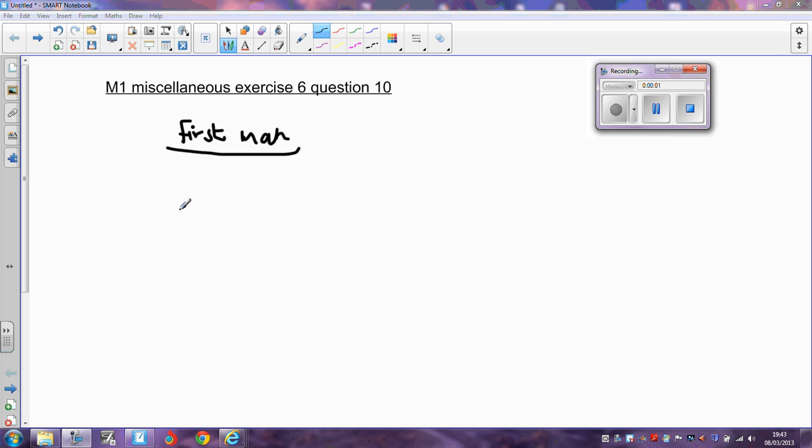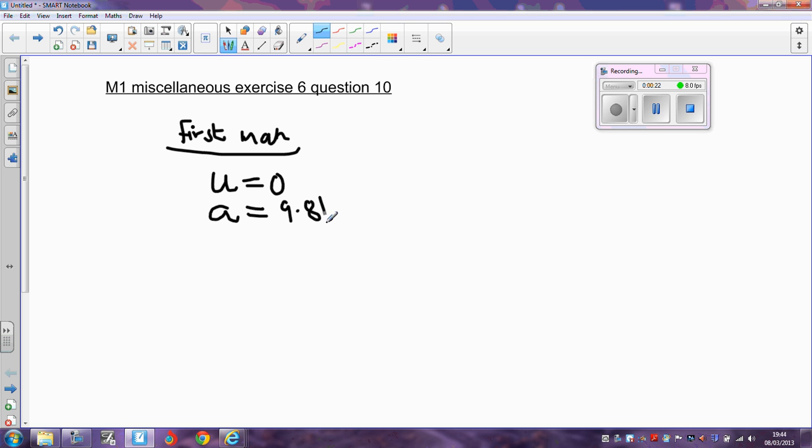We have to assume here that both paratroopers, both men, are stationary when they first leave the helicopter. So let's look at the first man out. Basically, his initial velocity will have to be 0. His final velocity, well, we don't know that, we don't really care. His acceleration is going to be 9.8 meters per second squared in a downwards direction.